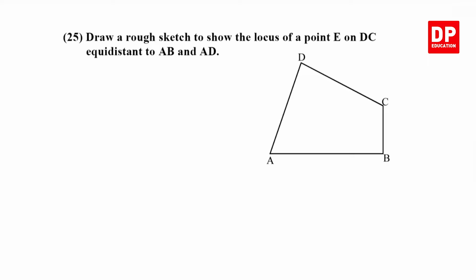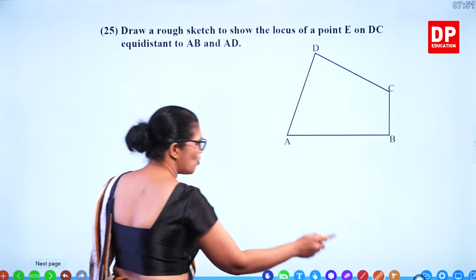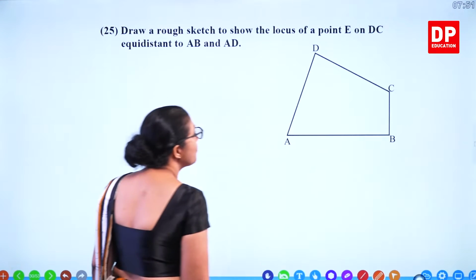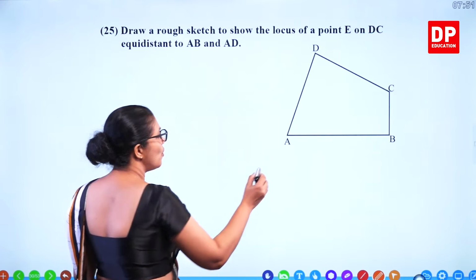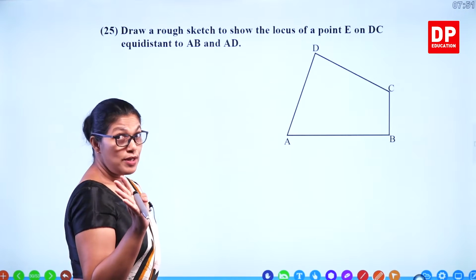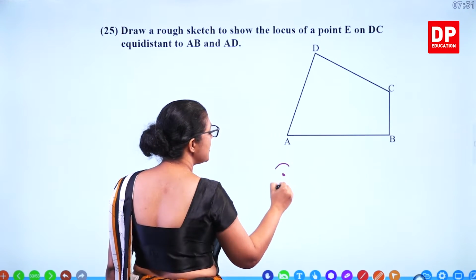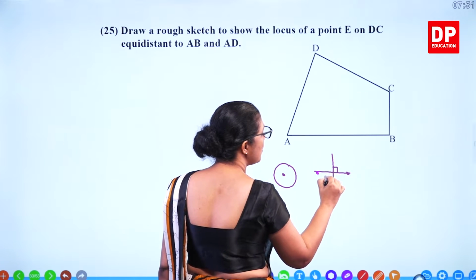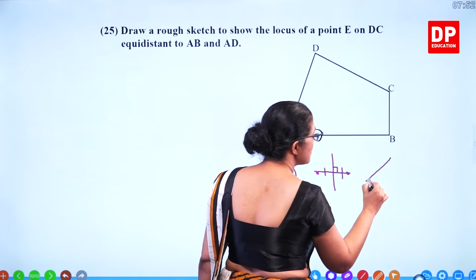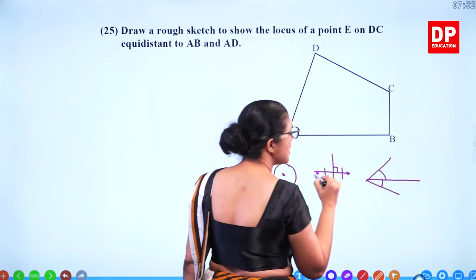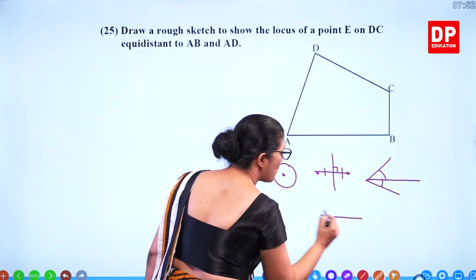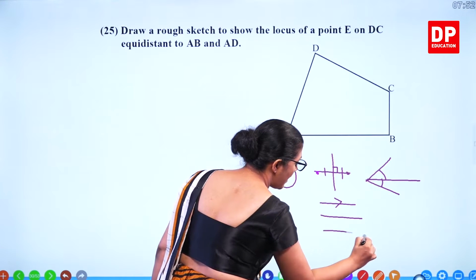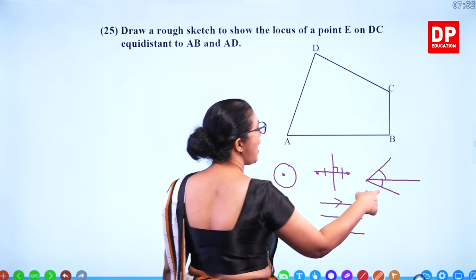Question number 25. This is the last question in part A. Draw a rough sketch to show the locus of point E on DC equidistant to AB and AD. So what's the locus you need to know? Angle bisector. But we know there are 4 loci you need to know. Equidistance from a point, that's a circle. Equidistance from 2 points, that's the perpendicular bisector. And then equidistance from 2 lines is the angle bisector. And last one, equidistance from a line is 2 parallel lines. So here you have to do this one, angle bisector.